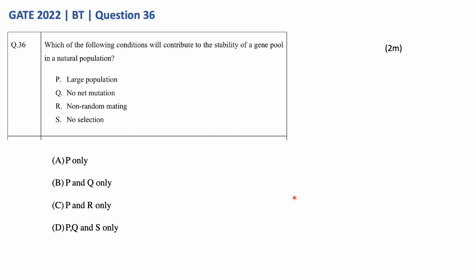This is false because random mating is necessary to introduce diversity and to contribute to the stability of a gene pool. So we rule out R. And then option S, no selection. In a naturally occurring population, there would be no selection for the alleles and the diversity would still be maintained. So the answer to this question would be option D, where the options P, Q, and S are correct. These are the factors that will contribute to the stability of a gene pool in a natural population.